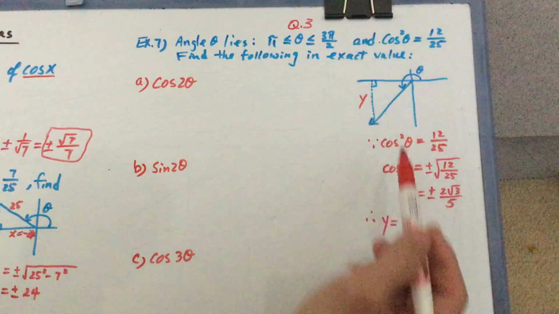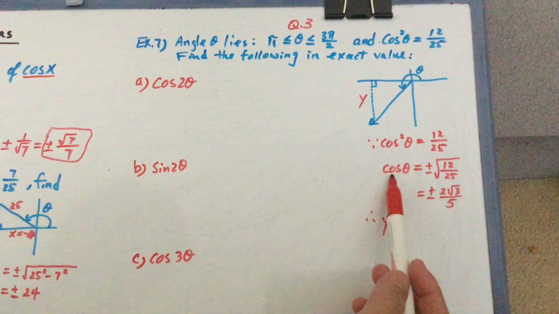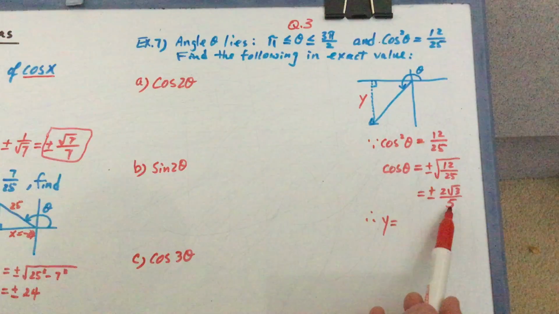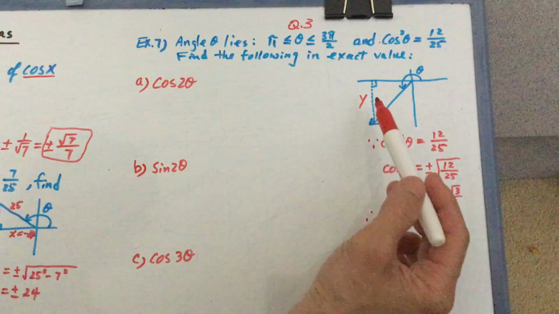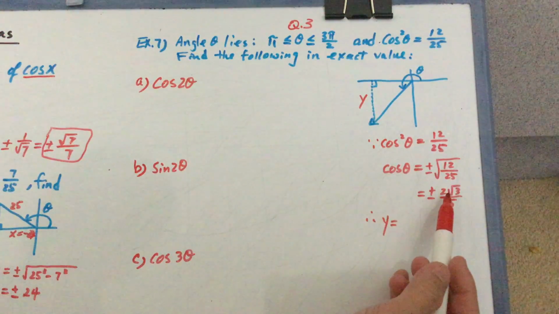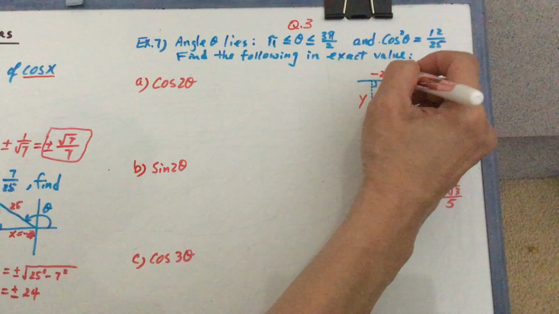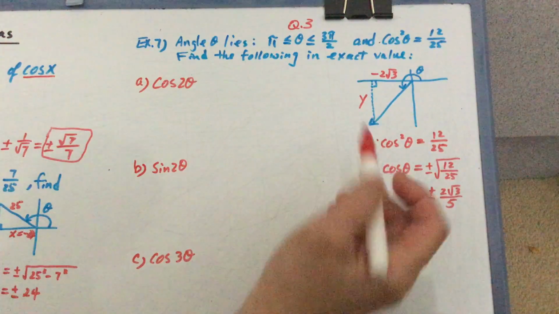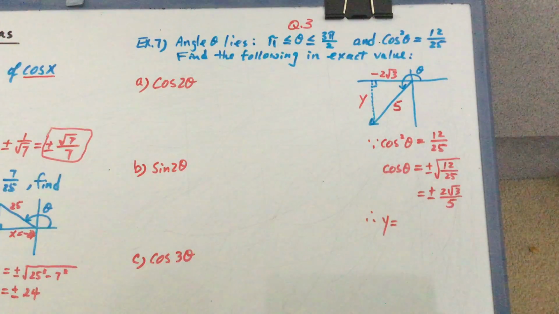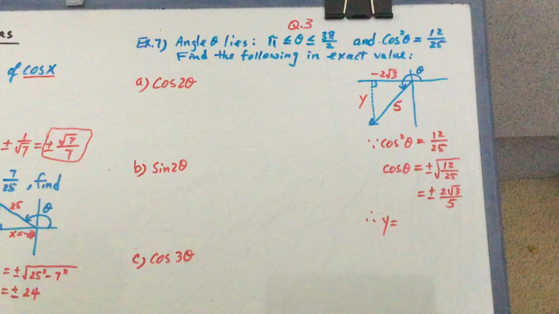So cos square theta, I can quickly work out the math here. When I solve for the cos theta, I will end up with a plus and a minus 2 root 3 over 5. Because this one is in quadrant 3, your adjacent length has to be a minus 2 root 3. Adjacent over the hypotenuse, so this must be the 5.